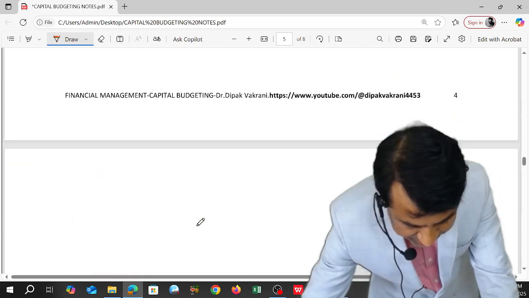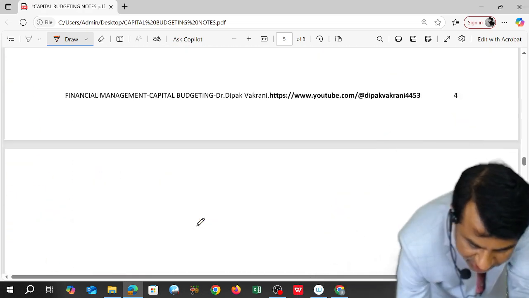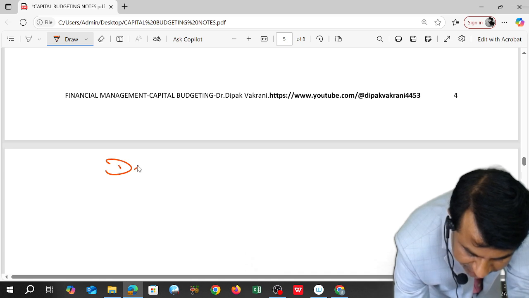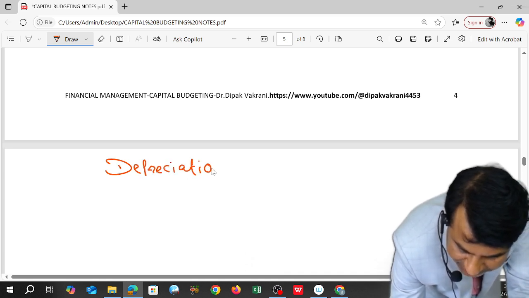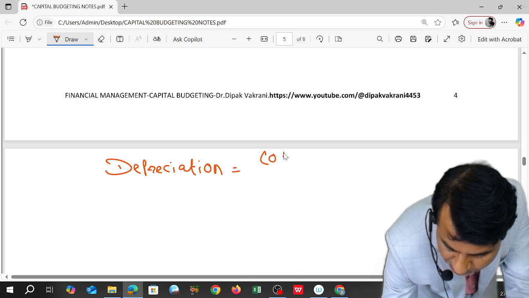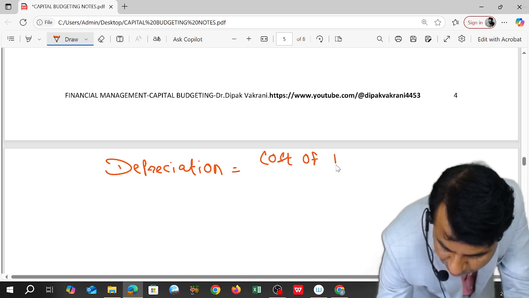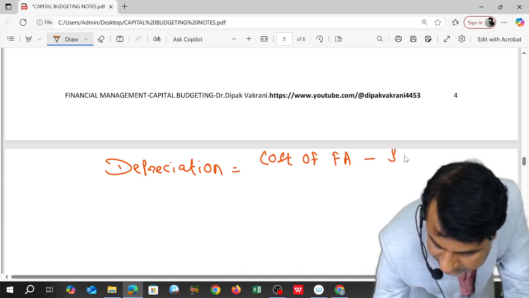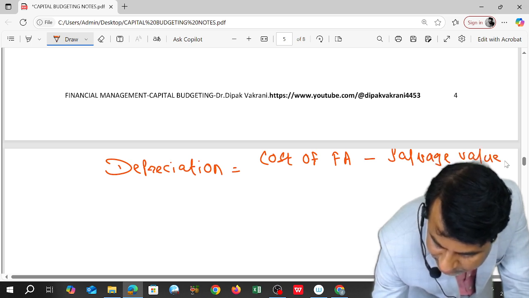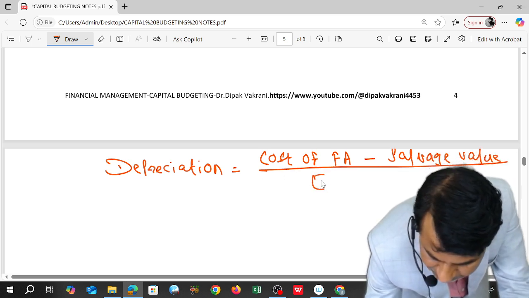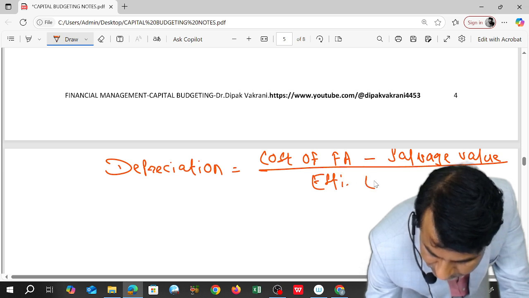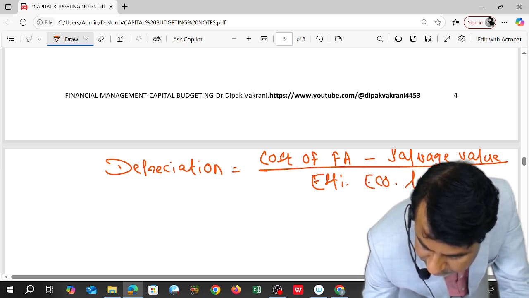Do remember, never forget. So if you want to calculate depreciation when cash inflows are given in gross, then in that case what you need to do, तो आपको पहले डिप्रीशिएशन निकालना पड़ेगा. फॉर्मूला क्या है? कॉस्ट ऑफ फिक्स्ड असेट माइनस साल्वेज स्क्रैप रेसिडुअल वैल्यू डिवाइडेड बाय एस्टिमेटेड इकोनॉमिक लाइफ ऑफ द असेट, divided by estimated economic life of asset.